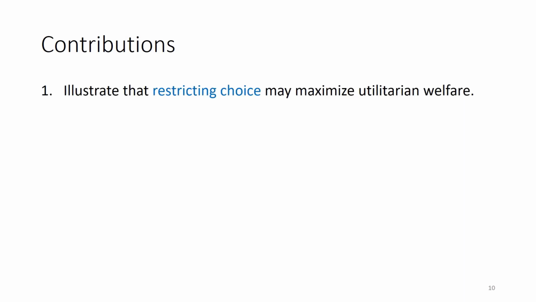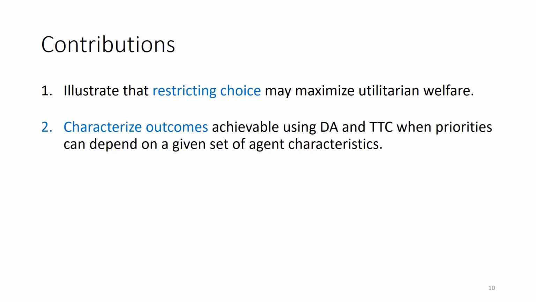Here are the contributions of this paper. First, I illustrate that restricting choice may maximize utilitarian welfare. So reducing the size of the menus may be beneficial to students. Second, I characterize outcomes achievable using deferred acceptance and top trading cycles when these inputs, the priorities, can depend on a given set of agent characteristics. So this helps us to compare what these mechanisms can do under flexible inputs.